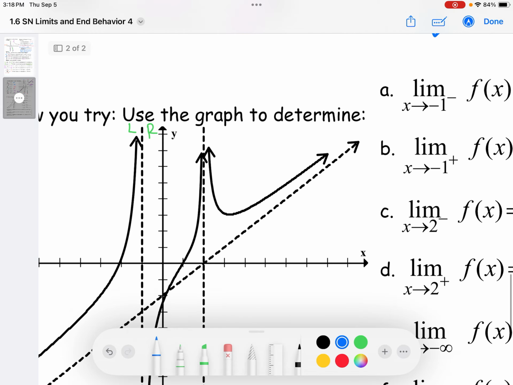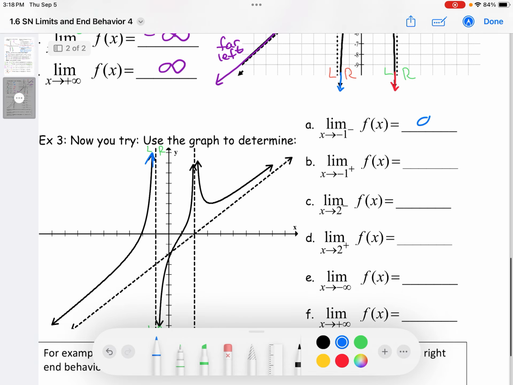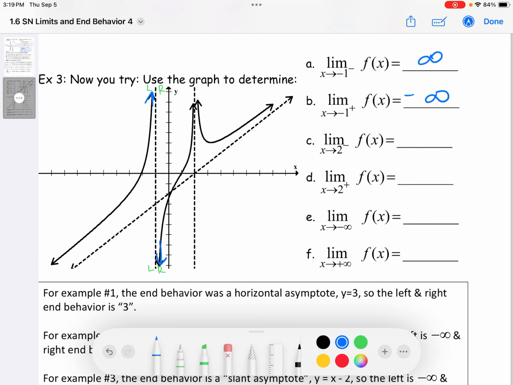So on the left of that graph, the y's are pointing up. It's a positive infinity. On the right of that asymptote, the graph points down, so that limit is a negative infinity. Look at the other asymptote, label left, right.